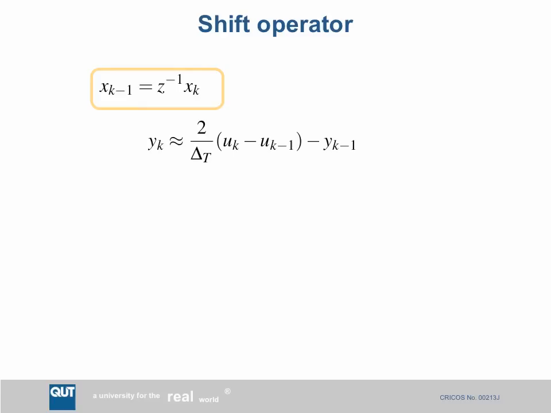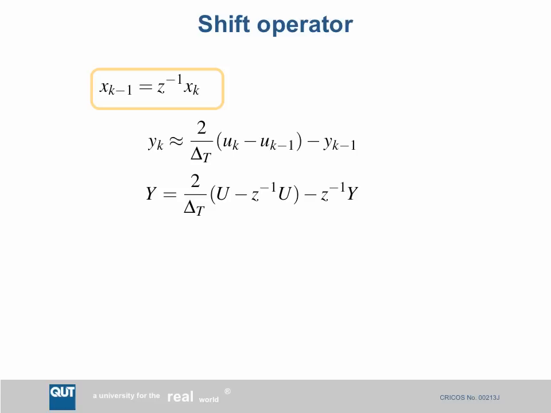So here is the expression that we have for our improved derivative. Now, what I'm going to do is substitute wherever I have y_k, I am going to write capital Y because we have applied a transform here. And wherever I had, say, y_{k-1}, I'm going to replace that with z to the minus 1 times Y. I'm going to do the same thing for u. Wherever there was a u_k, I'm going to replace it with U. Wherever I have a u_{k-1}, I'm going to replace it with z to the minus 1 times U.